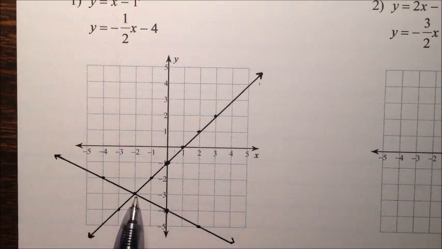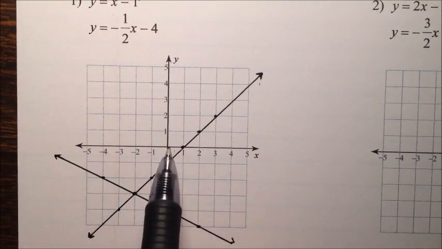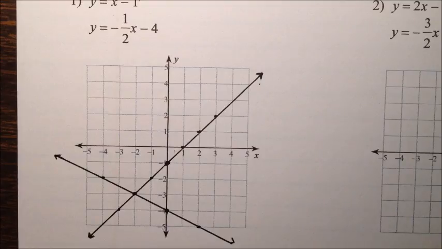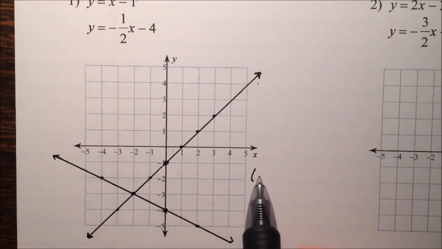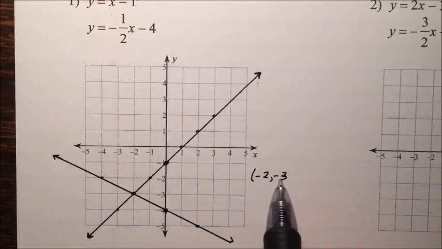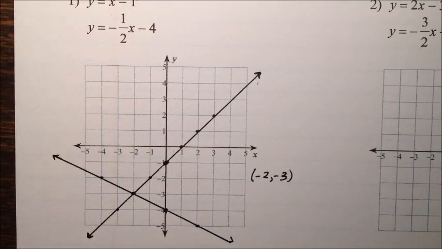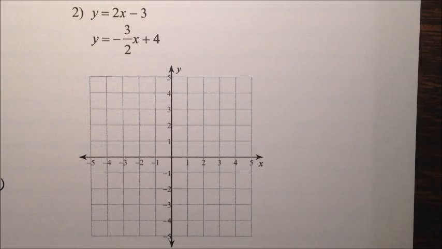So I can see that I have a point of intersection right here at negative 2, negative 3. So that's going to be my solution. I'm going to put negative 2, negative 3, and that's my answer. And if I were to classify this system, I would classify it as consistent and independent, since it has exactly one solution.